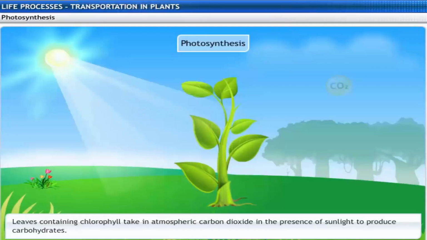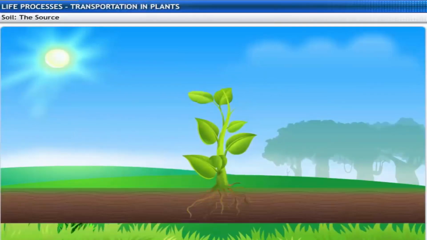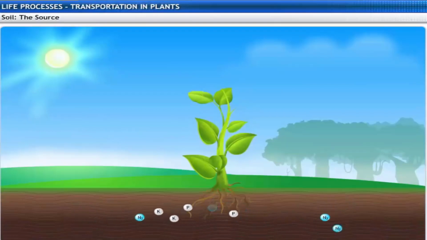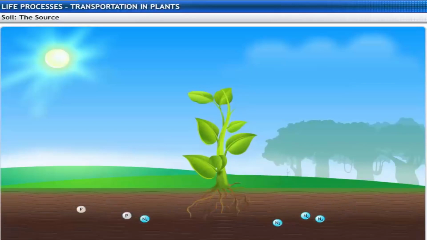Plants use energy from sunlight to fix atmospheric carbon dioxide into carbohydrates. Water and chlorophyll is required as raw material and oxygen is released as the byproduct. Plants also need raw materials that come from the soil. Soil has the richest source of raw materials like nitrogen, phosphorus, potassium, and other minerals. The absorption of these substances occurs through the roots.